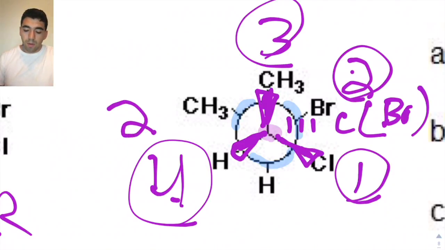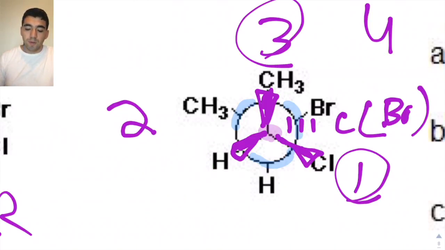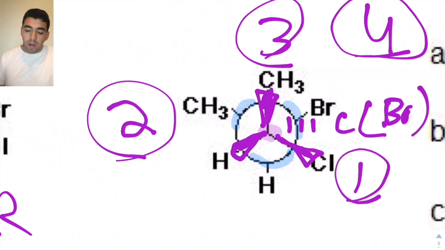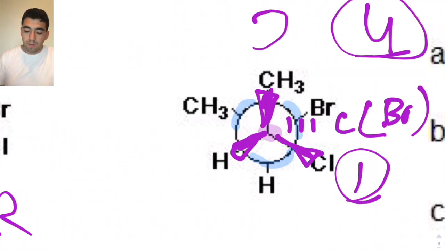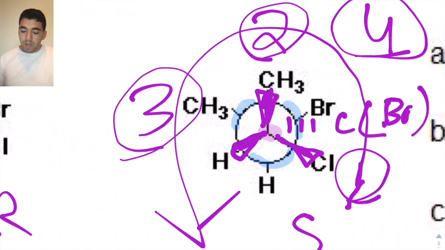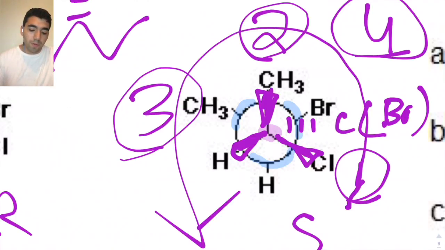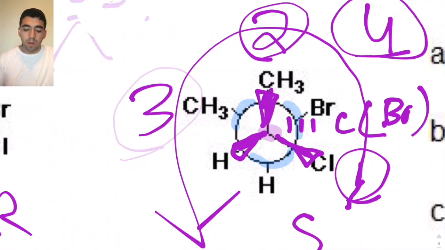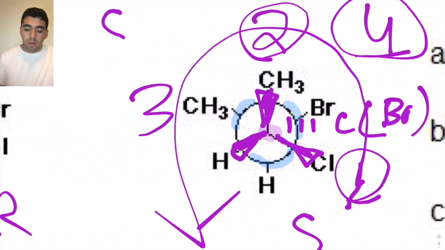We can do that by switching these numbers right here, so it ends up in the back. And if we switch, we have to switch twice, because if we did it right now, it would give us the opposite configuration. So we're going to switch, let's say, this 3 and this 2 as well. Now we can do it like normal, and we end up with it going in the S direction. And because our low priority group is dashed, just like in a normal perspective drawing, when the 4th group is out and dashed, we keep it the same. If it was a wedge, we'd flip it. Here it's dashed, so we're going to say that this is an S.